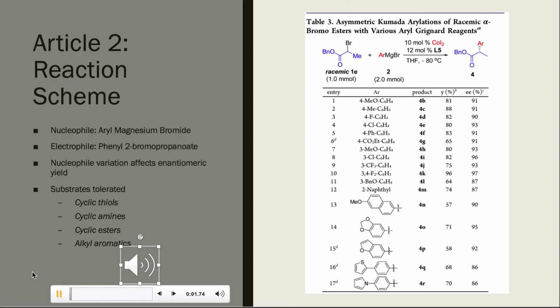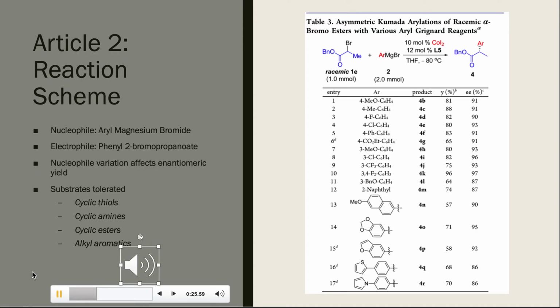After reviewing this article, to the right we have the reaction scheme. The nucleophile here will be the aryl magnesium bromide, and our chiral auxiliary is the phenyl 2-bromopropanoate. That's going to be that alpha bromo ester. In the table provided, nucleophile variations affect the enantiomeric yield.